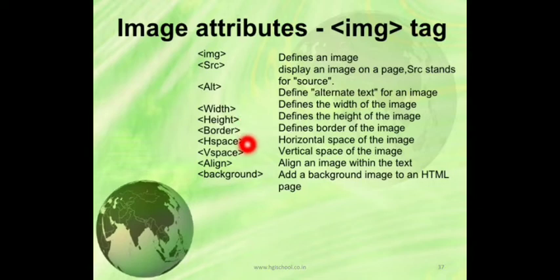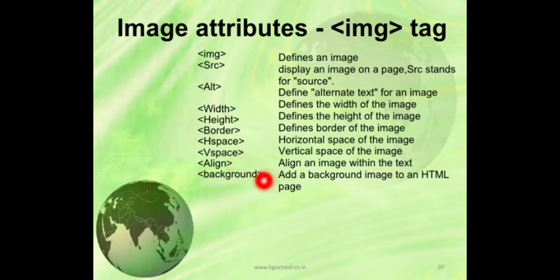Hspace means horizontal space of the image. Then vspace means vertical space of the image. Now align will align the image within the text. So here there are 5 types of alignments in image. First is left, right. Then top, middle, bottom. Got it? For center we will use the center tag, we will not write align center.